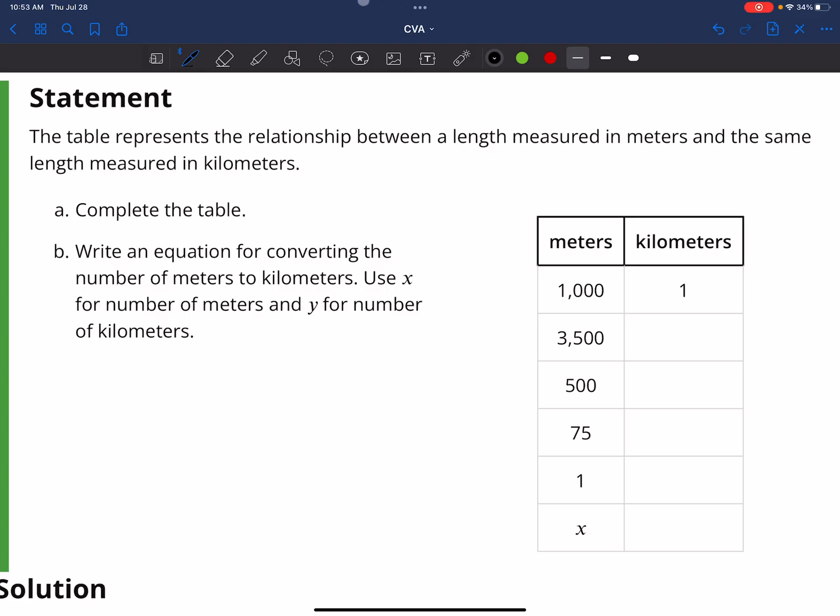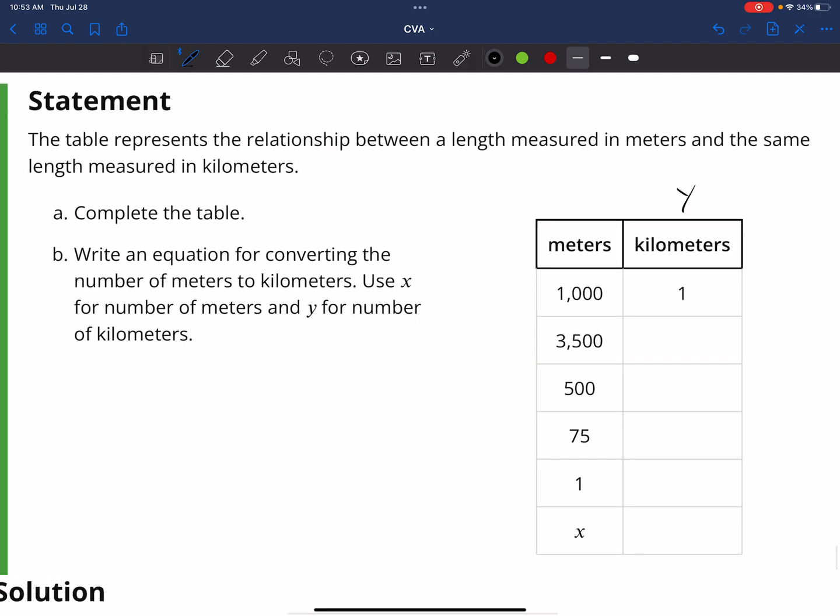All right, so let's take a look at this problem here. We're going to first complete the table, and we're going to write an equation to convert the number of meters to kilometers. Use x for the number of meters and y for the number of kilometers. So y for kilometers and x for meters.